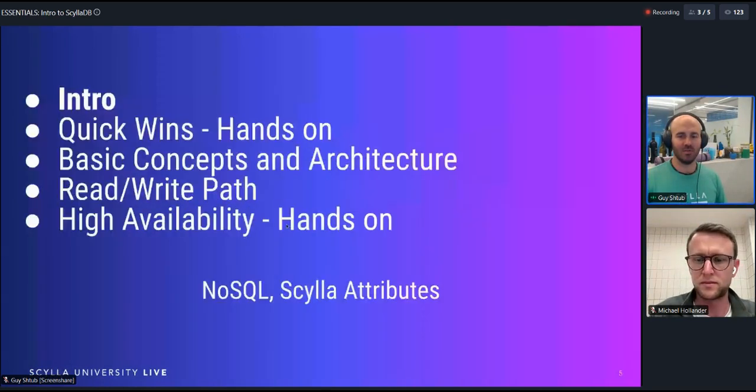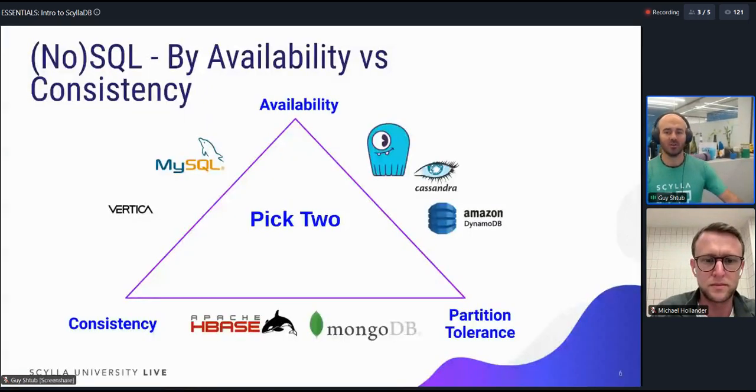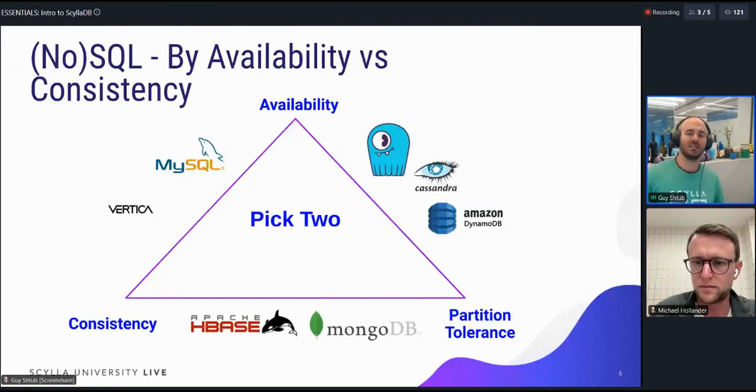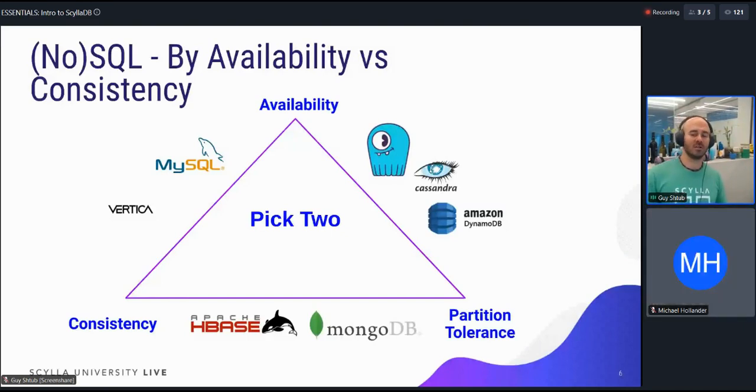Let me continue. Okay, so a quick introduction. I'll talk about NoSQL in general. So what we're seeing here is the CAP theorem. And the CAP theorem states that usually in NoSQL, but in distributed databases, there are three attributes that we would like to strive for. And they are availability, consistency, and partition tolerance. However, there's a trade-off, and we can only achieve 2 out of the 3 attributes.